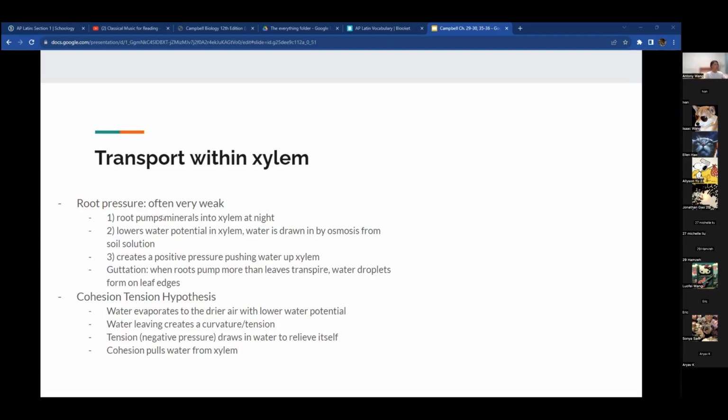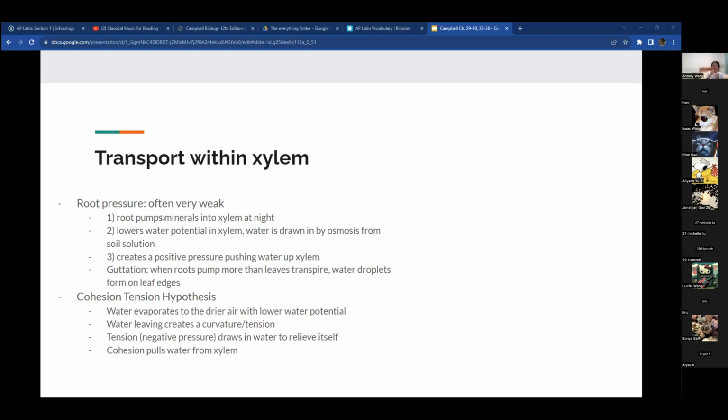I probably don't have time to go into detail, so think of it as water getting concentrated in the roots and then pushed up. But that's insubstantial. Maybe it helps a little bit, but the majority of the force that pulls up water is called the cohesion-tension hypothesis.